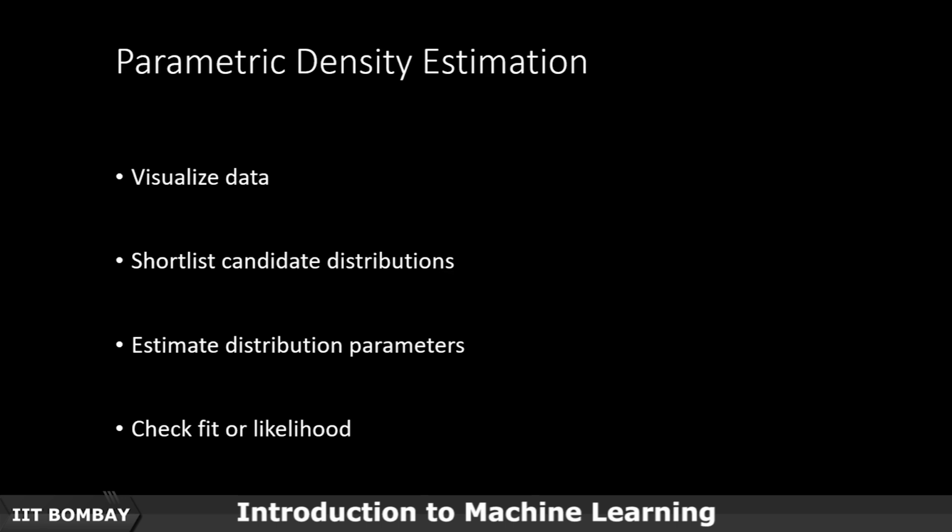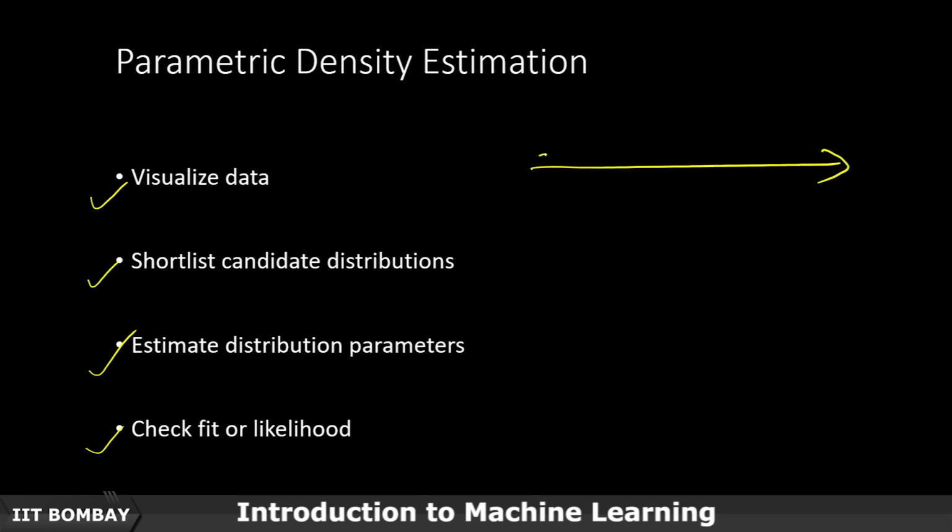So the easiest way to do density estimation is to do parametric density estimation. What that means is, we assume that the underlying distribution is a distribution of a known kind with a certain set of parameters, and then all we need to do is estimate those parameters. So the complete way of looking at it would be that we would first visualize the data, then we will shortlist candidate distributions, then we will estimate the distribution parameters, and then we will check the fit or the likelihood of that distribution.